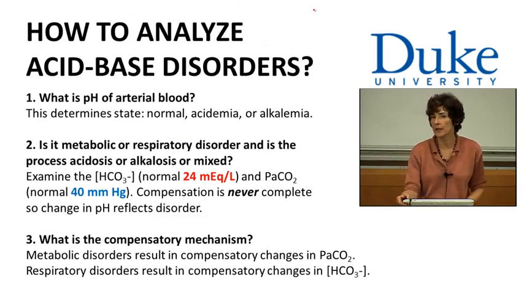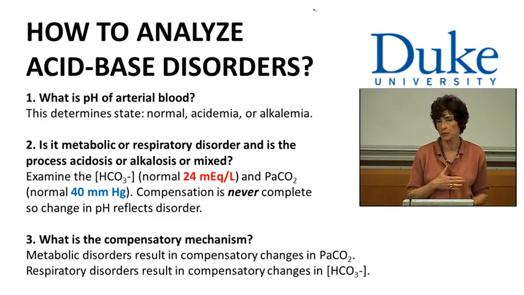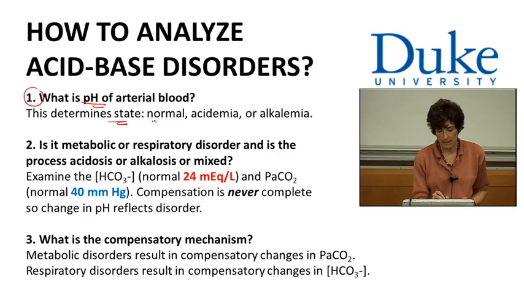Okay, so how should you analyze these acid-base disorders? As I said, this is sort of review for you because we've done this already once in the respiratory system. But let's go through it. The first question you ask is, what's the pH of the arterial blood? This determines the state. And remember, we said we could have a normal state, which is a pH of 7.4. Acidemia means it's going to be less than 7.35. And if it's alkalemia, it'll be greater than 7.45.